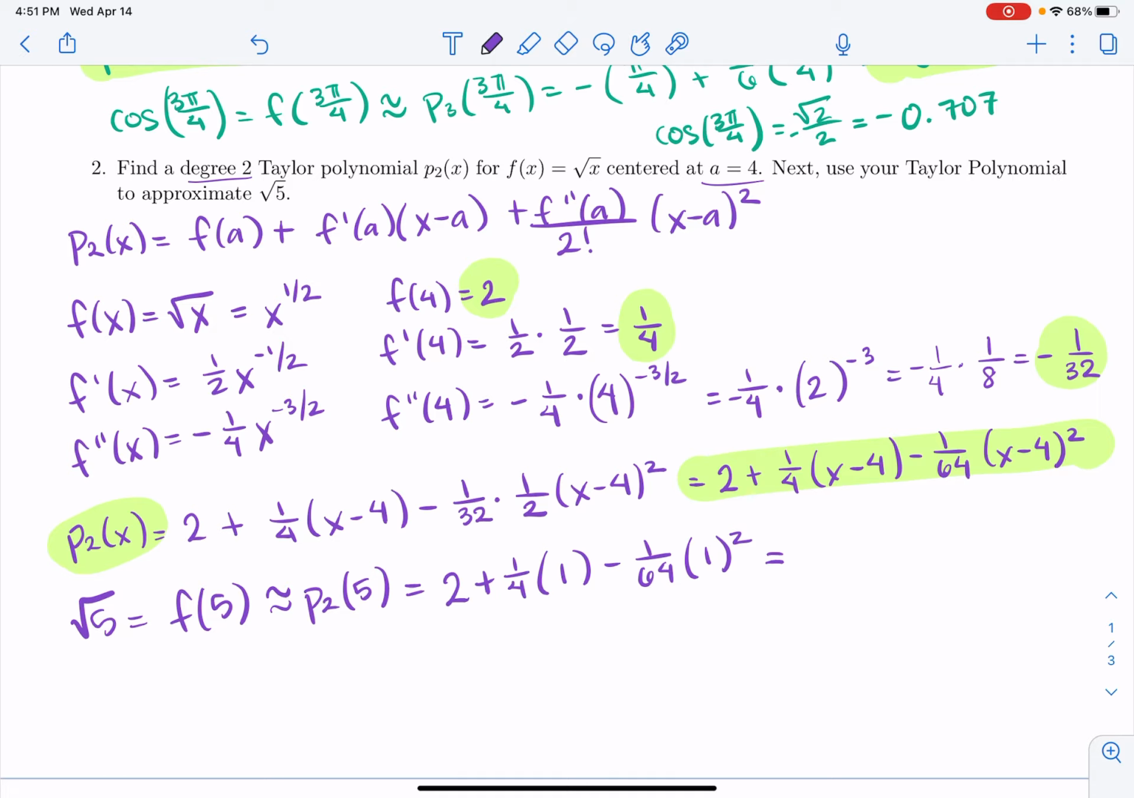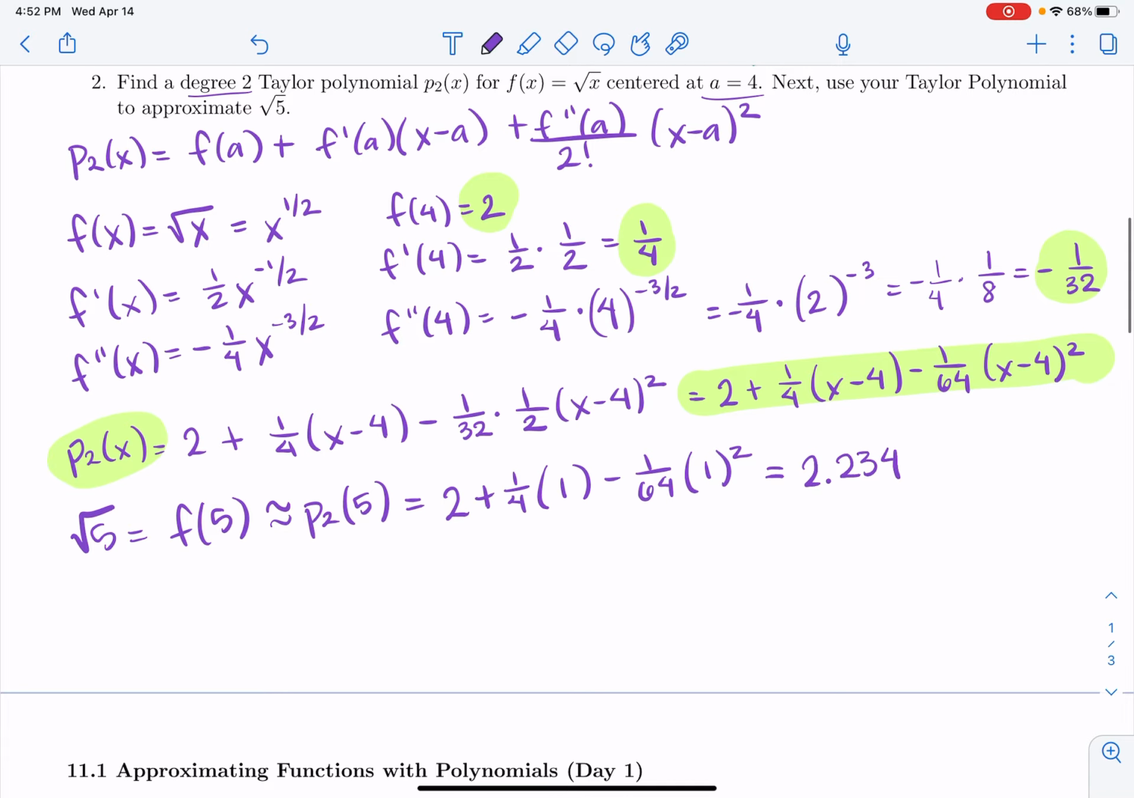And we plug this into our calculator. 2 plus 1/4 minus 1/64 is equal to 2.234. I mean, there's more decimals, but I'm just going to call it that for now. Okay, so that's the answer we were looking for.